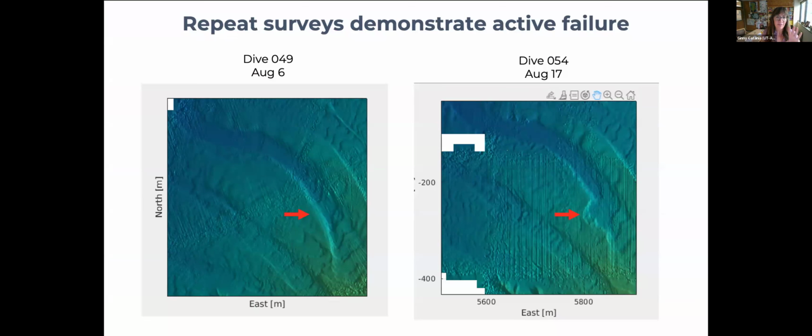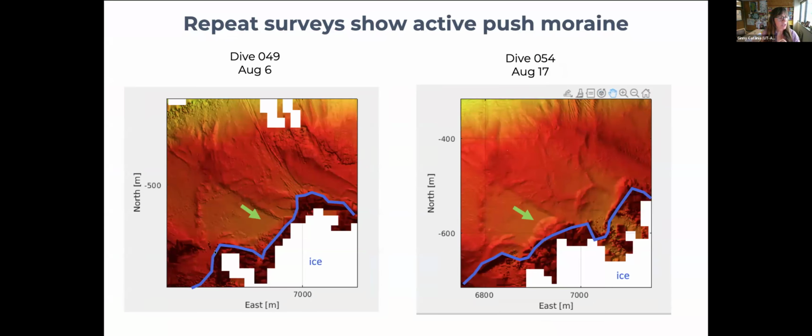We had multiple dives that were separated by 11 days, and so we could actually see changes over time. So this is a repeat survey in the same location showing some failure of a slope. We had this survey very close to the terminus, which is here, showing this push moraine that was developed when the terminus calved off a little bit.